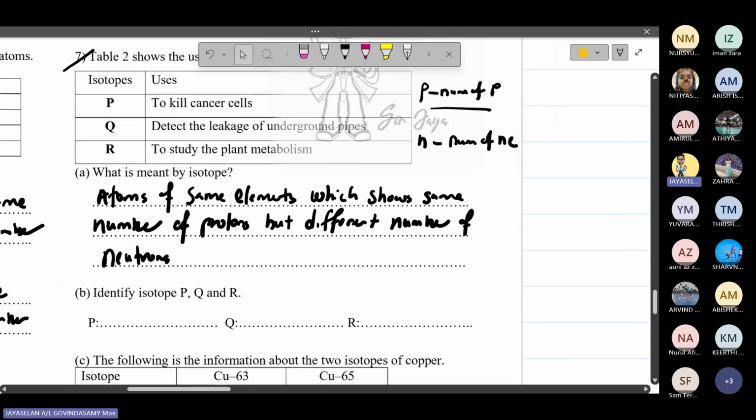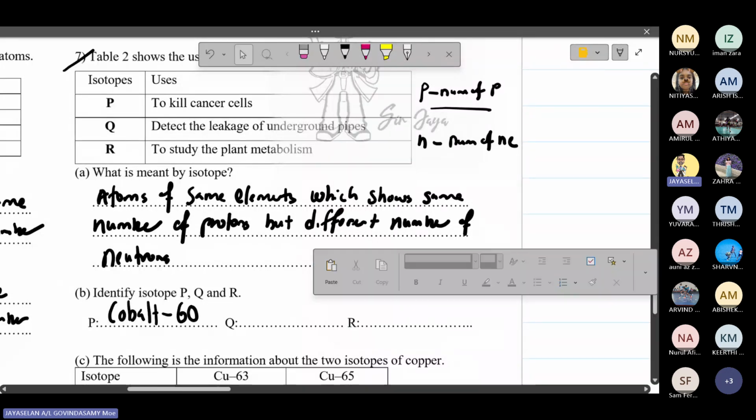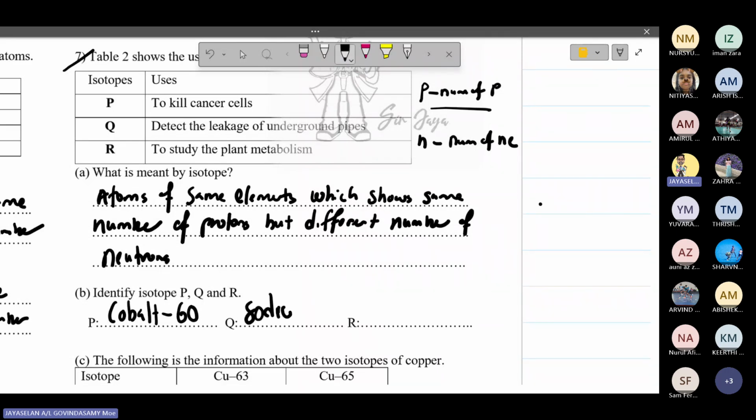To kill cancer cell, we put what? Cobalt, cobalt dash 60. Must do like this. Underground pipe leakage, you guys put sodium 24. R, to study the plant metabolism, phosphorus, phosphorus 32. You guys already score full mark. Any question? The spelling, all check.